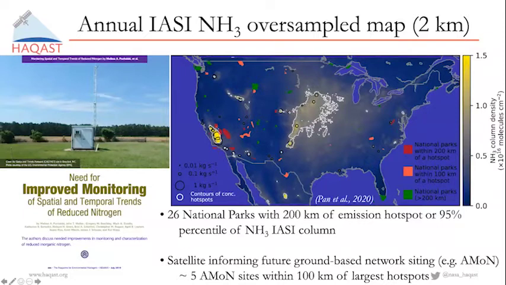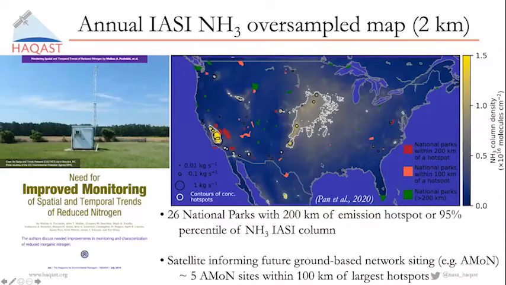But what I want to show here is this is the annual map, and there are hotspots, these white lines correspond to the 95th percentile of the ammonia column from IASI, and the hotspots are in the eastern US, the hog farms down in North Carolina, Lancaster County, Pennsylvania, the central US, and then many of the western valleys where there are agricultural, both croplands and animal husbandry.